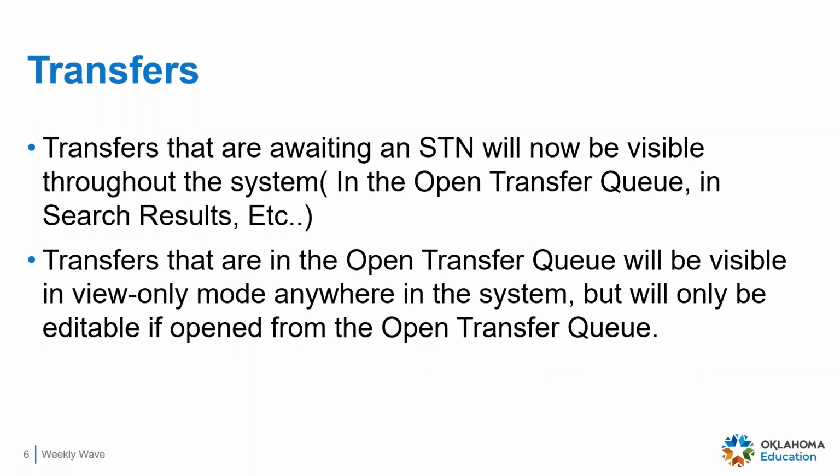Also, transfers that are awaiting an STN will now be visible in your open transfer queue, in the search results. So you'll see that student's line item, it just takes up a space where, before you never saw the student while it was going through the STN process. It's now there, so you'll be able to see that they're in the order that they should be in. So hopefully that's helpful to everyone.